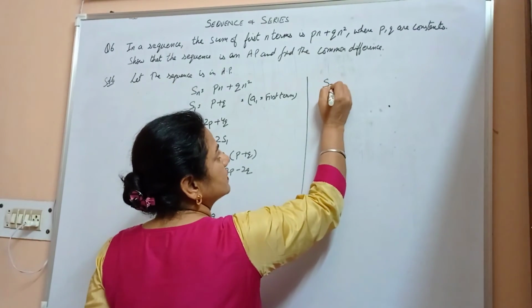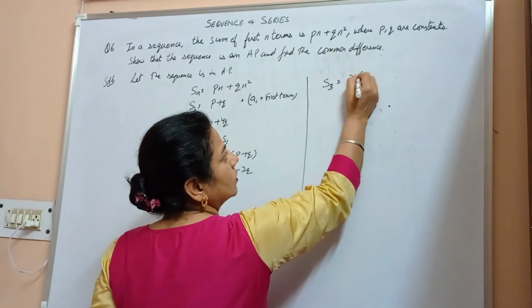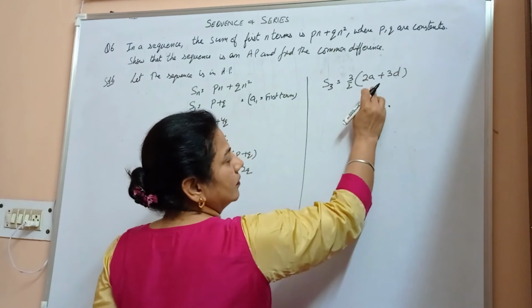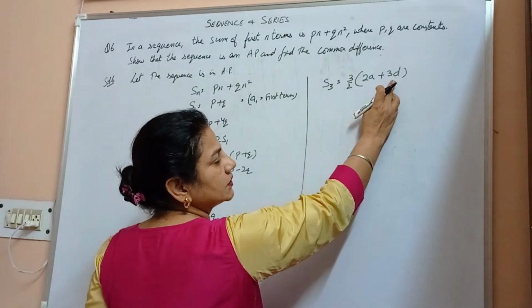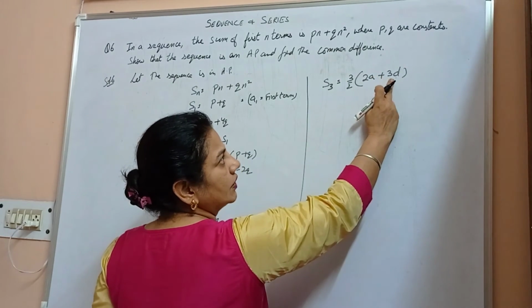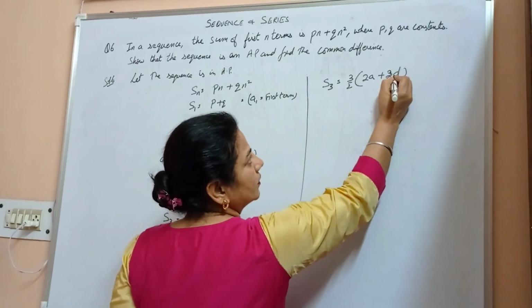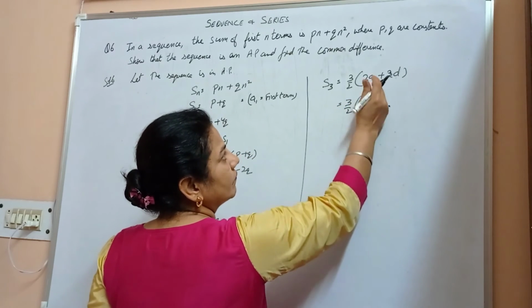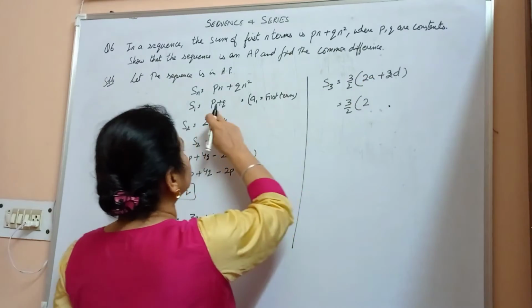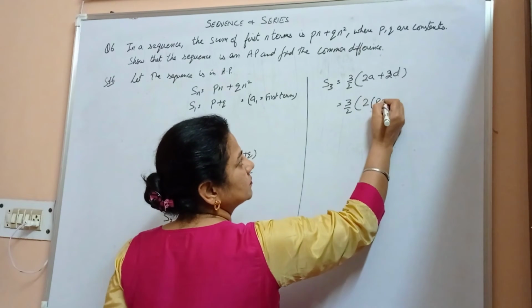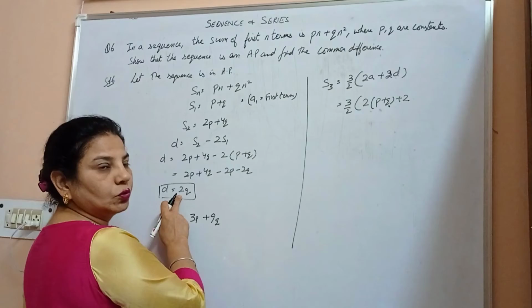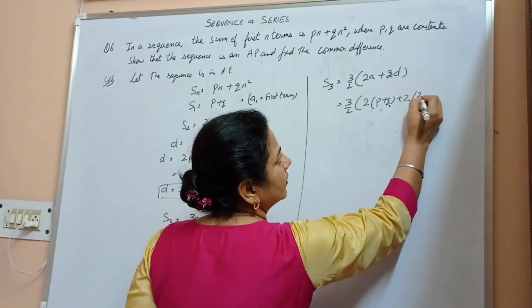So we have S3 equal to 3 by 2 times (2A plus 2D), where n is 3, so n minus 1 is 2. A is my first term, which is P plus Q. I substitute the value as P plus Q, plus 2 times the common difference, which is 2Q.